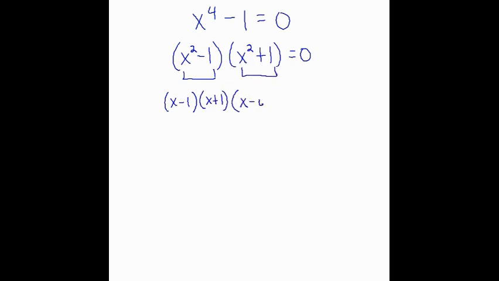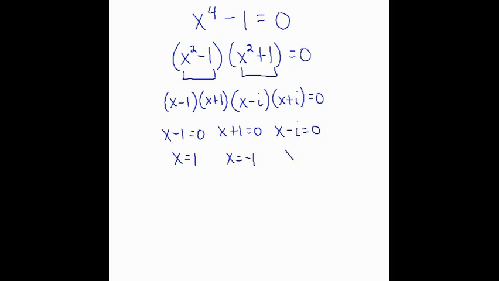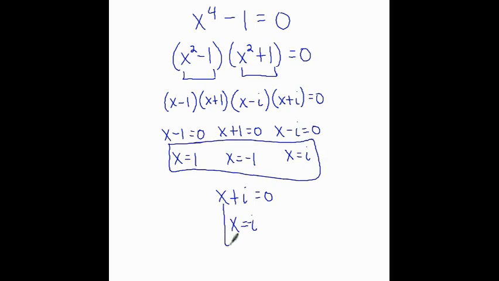That'd be x minus i times x plus i equal to 0, and then set each of these equal to 0. x minus 1 equals 0 gives us x equals 1. x plus 1 equal to 0 gives us x equal to negative 1. x minus i equal to 0 would give us x equals i. And then x plus i equal to 0 would give us x equals negative i, and those are all our solutions for this polynomial.